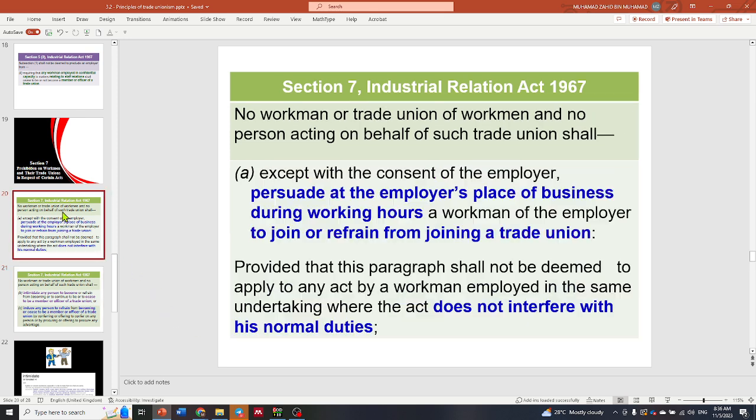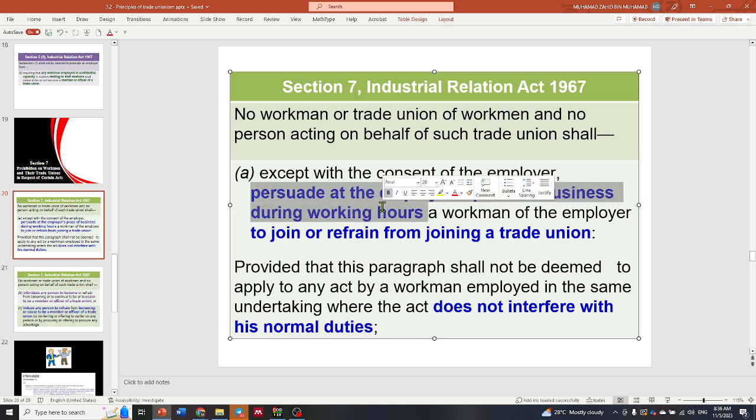Di dalam section 7 kita berbincangkan macam mana tiada pekerja ataupun trade union ataupun wakil pekerja yang mewakili trade union tersebut, kecuali dengan kebenaran daripada majikan, boleh menggalakkan ataupun boleh memujuk orang lain untuk join trade union ni.